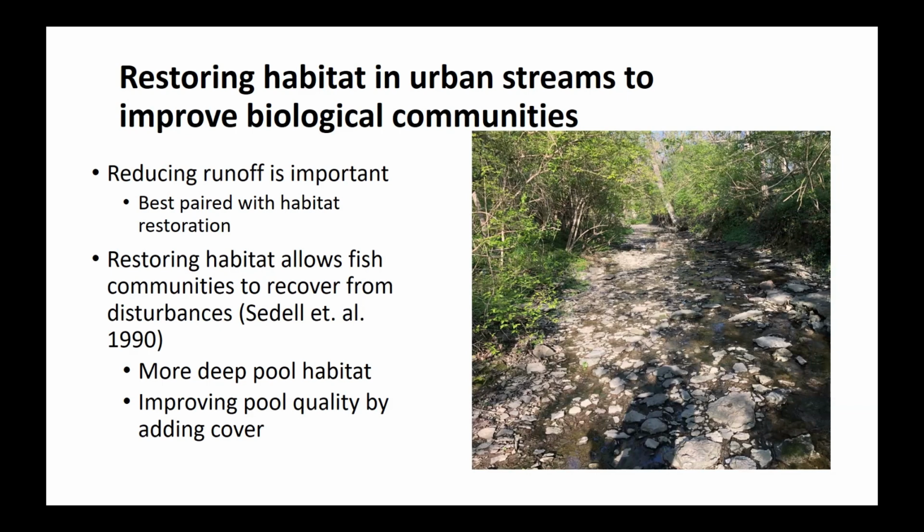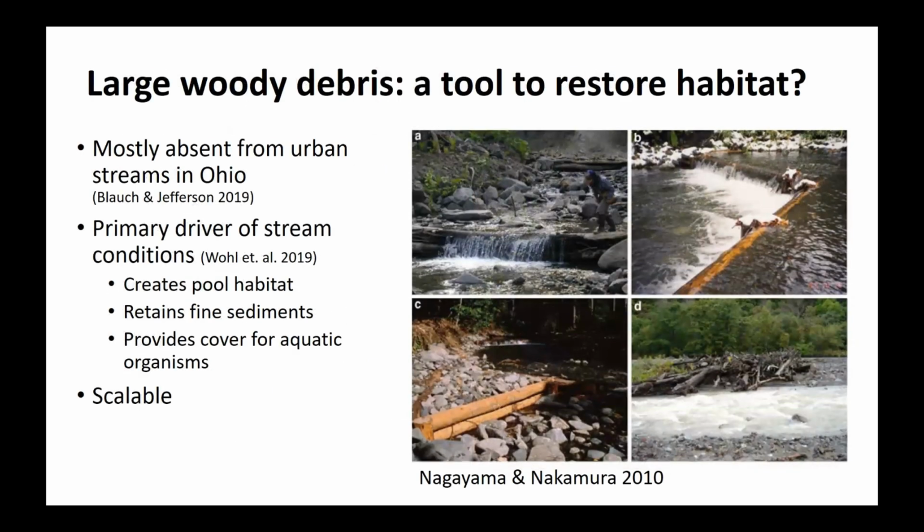One way that people have done this in non-urban streams is adding woody debris. Is it a tool to restore habitat more broadly? It's broadly absent from urban streams in Ohio, but it's often, in systems where there are lots of trees, considered to be a primary driver of stream conditions by creating pool habitat, retaining fine sediment, and providing cover for aquatic organisms like macroinvertebrates and fish. And theoretically, wood is a scalable intervention. It doesn't necessarily require major engineering efforts, though it's often incorporated in major engineering restoration efforts.